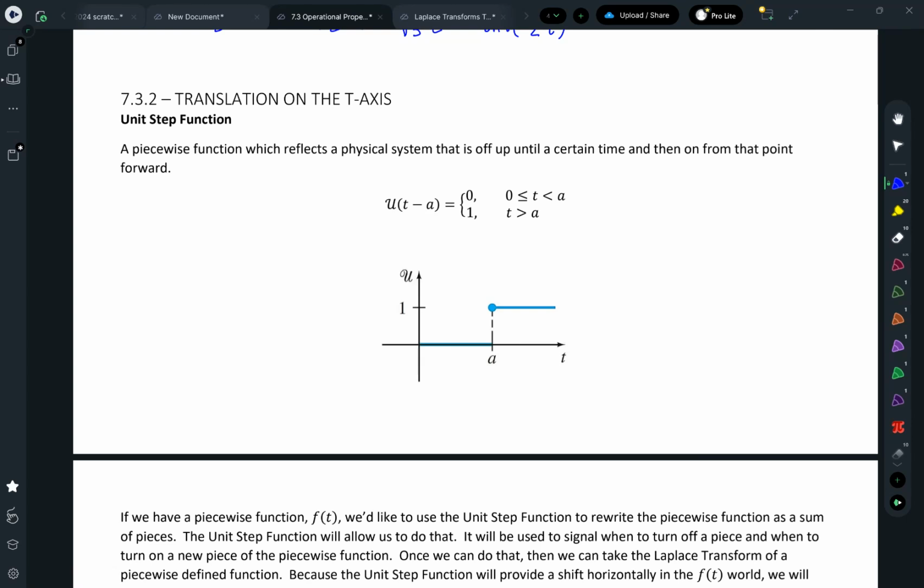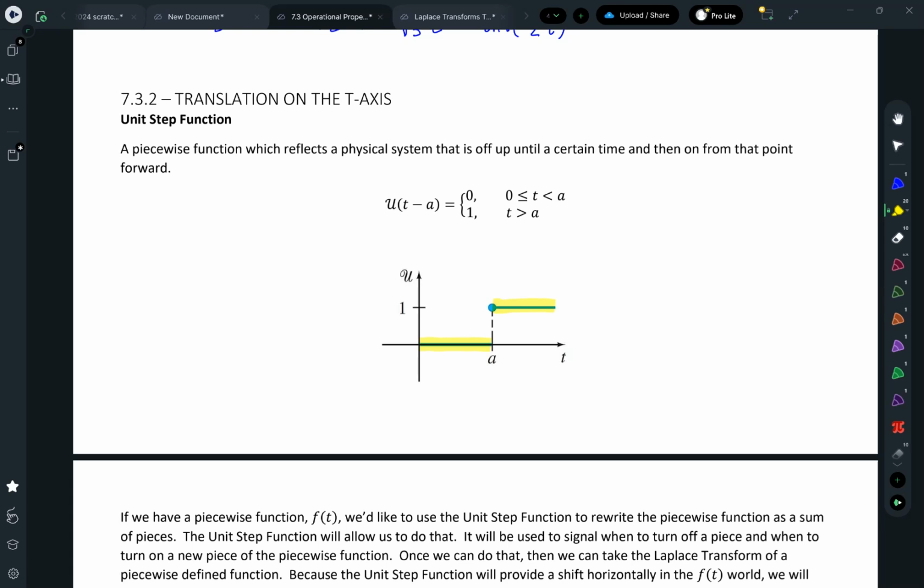So we have a piecewise function which reflects a physical system that is off up until a certain time and then on from that point forward, or vice versa, okay? But this is the most general unit step function. We use a capital cursive style U of t minus a, and it is equal to this piecewise function where the first piece is 0 when t goes from 0 to a, and that's showing down here on the graph. And then at t equals a, this unit step function is now equal to 1. Okay? And that's really all that it does.